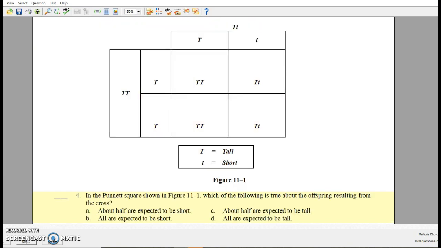So number four, in the Punnett square, all of the offspring are expected to be tall, D. The big T is dominant, and Mendel's law was dominant always shows up unless it is not present.